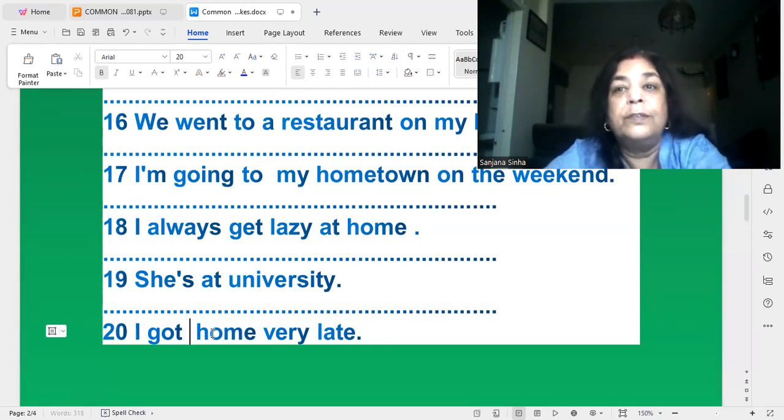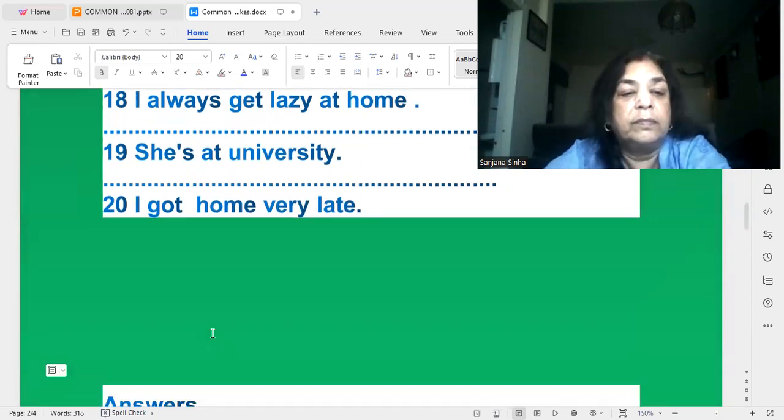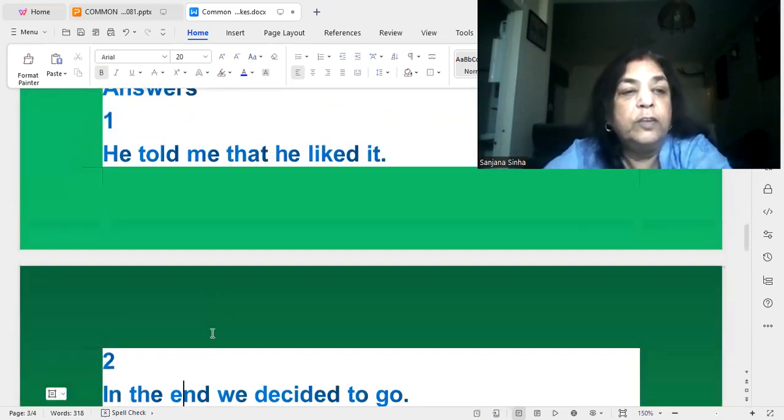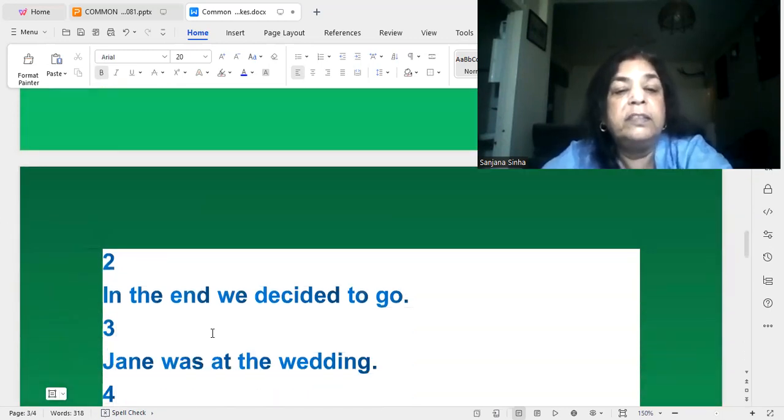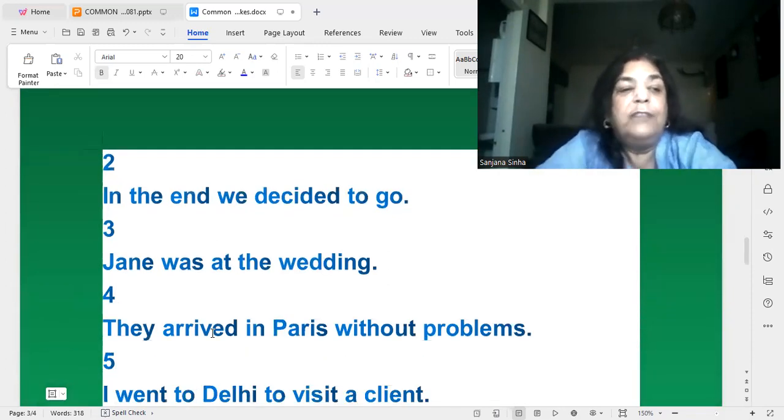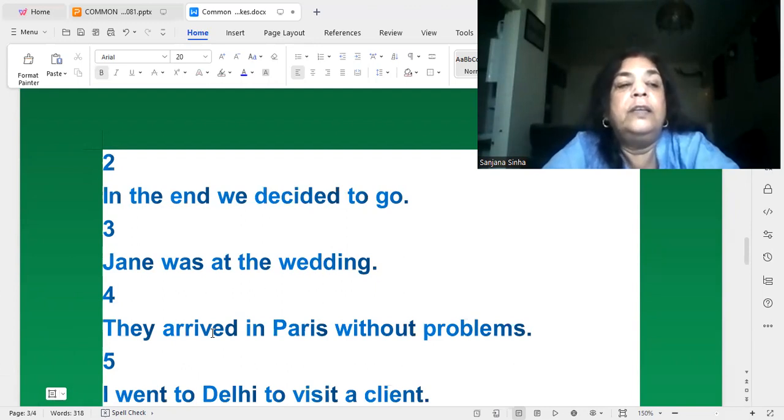Now let us read some sentences, some prepositions, and some correct sentences. He told me that he liked it. He told me that he liked the gift which I gave him. Here too is not required. In the end, we decided to go for the picnic. In the end, we decided to go home. In the end, we decided to stay back. In the end. Jane was at the wedding. Not in the wedding, but at the wedding.